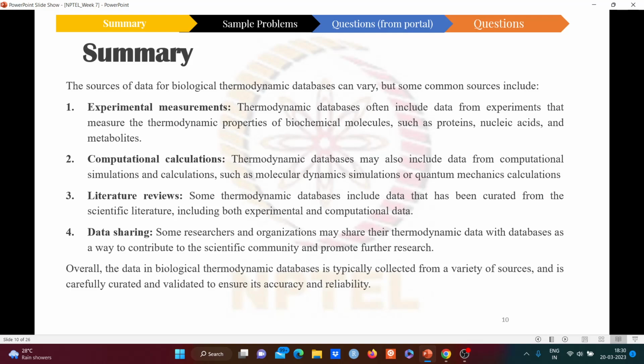Next is data sharing. We have seen data sharing in terms of DDBJ and EMBL. They have their collaborative framework for sharing genomic data. So overall, the data in biological thermodynamic databases is typically collected from a variety of sources and is carefully curated and validated to ensure its accuracy and reliability.